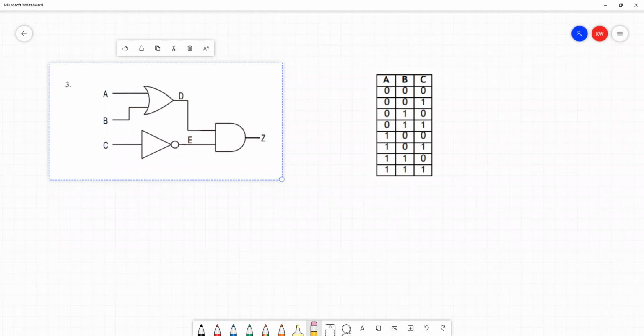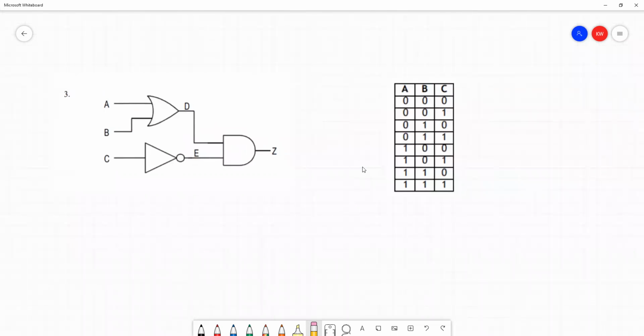This is task 2, question 3 from the Digital Electronics course notes. As in previous examples, I've started off with a standard first 3 columns of a truth table for a system in which we have 3 inputs.